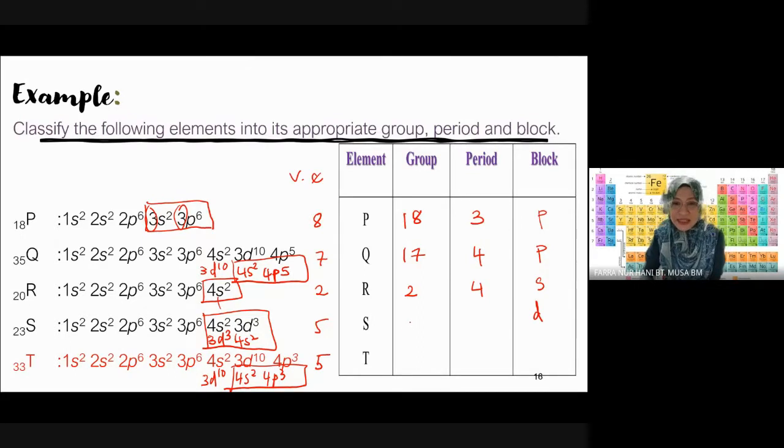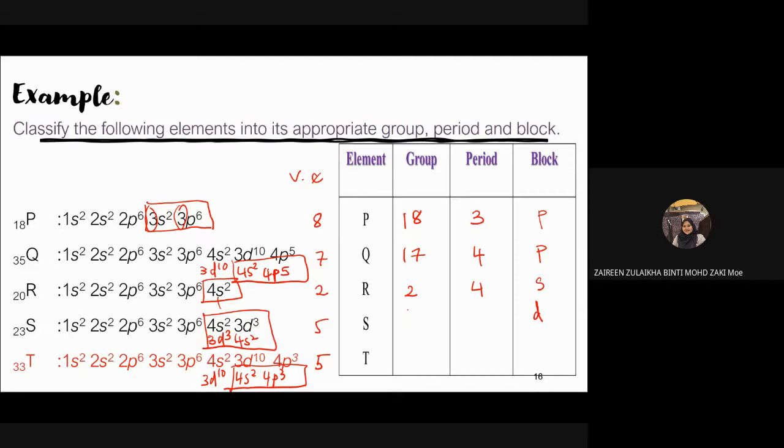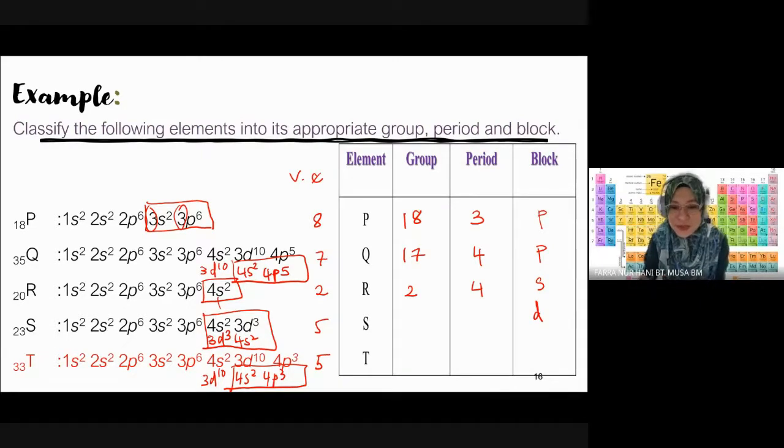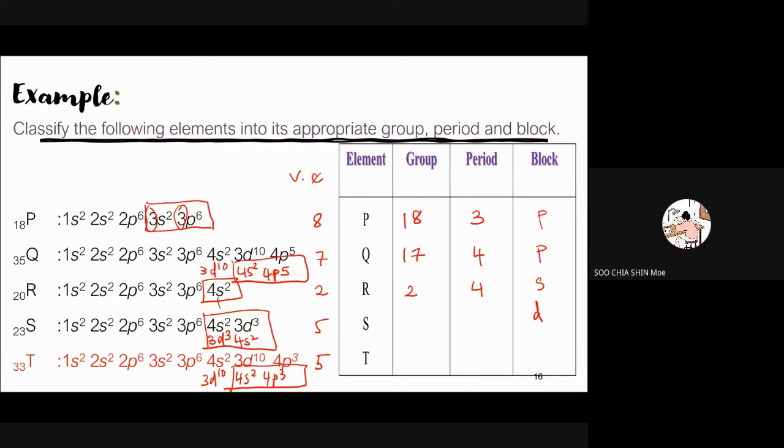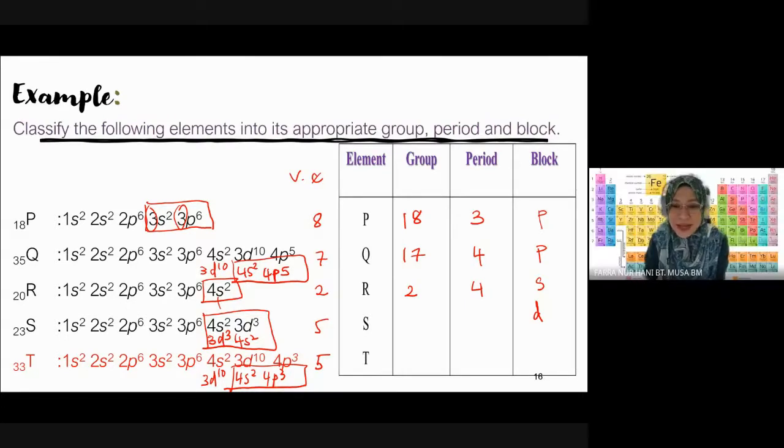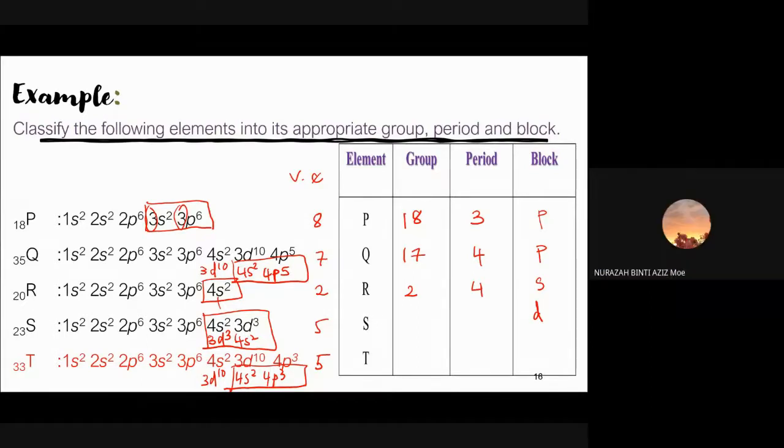What about the group? Group dia berapa? 5 valence electron. Group? 5. 5 ke 15? Ada yang jawab 15. Ada yang jawab 5 ni. Which one lah? 15. Siapa kata 15? Lawan hampa semua. Siapa jawab 5? Angkat tangan. 5 ke 15 ni? 5.